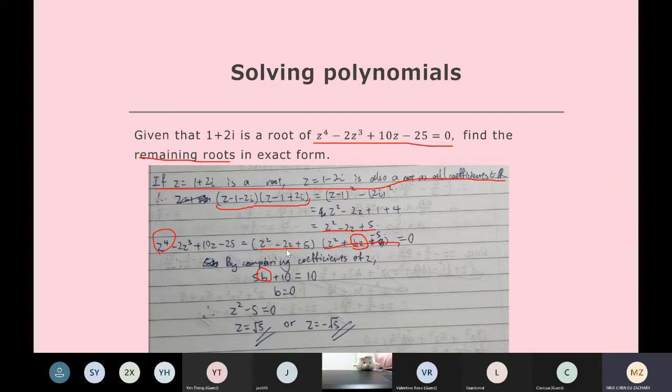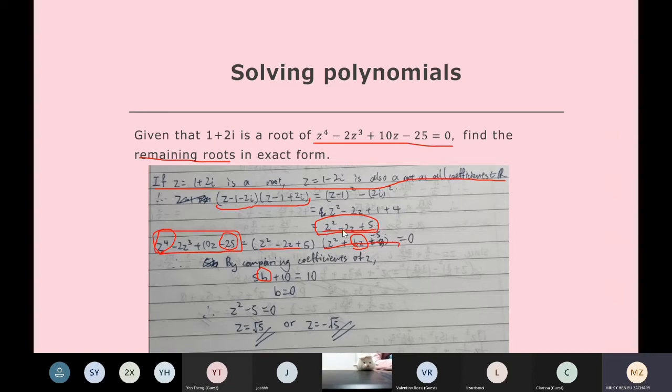Basically now that I've gotten this equation and I'm trying to form 2 different quadratic equations to find out the remaining 2 roots of this equation here, I'm just gonna look at the front and the back. So this is to make your life easier. When you have 2 quadratic equations, the constants will always multiply to give this. So 5 times negative 5 will give you negative 25.